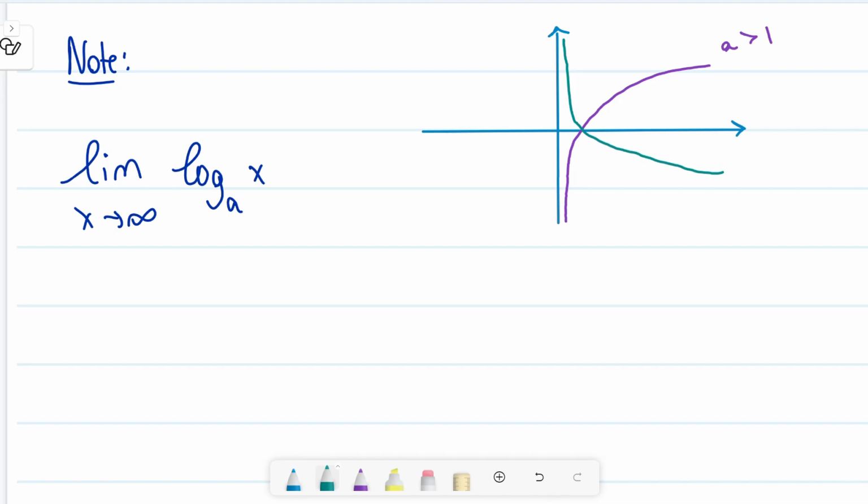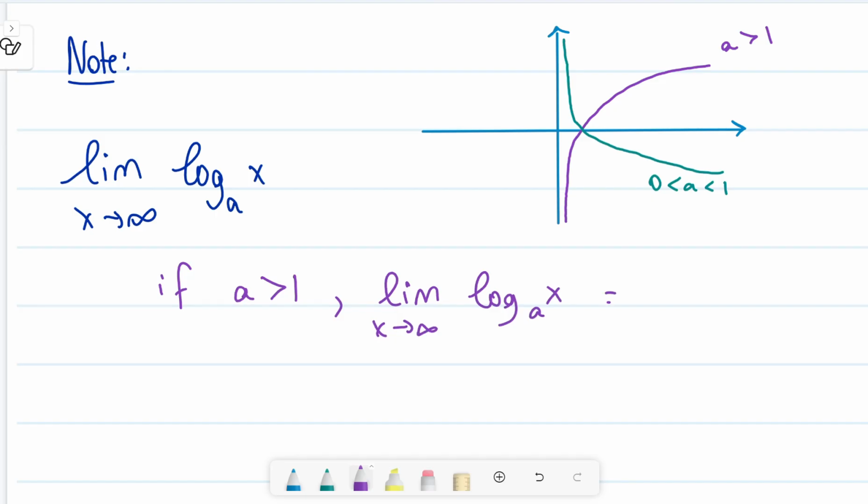And the graph looks a bit like this when 0 is less than a less than 1. Of course, these are just rough sketches. Now, as you might notice, as we approach infinity, so let's say when a is greater than 1, as I approach infinity and I keep on going, the value of log base a of x will also keep on growing and growing. Therefore, we can say that if a is greater than 1, the limit of log base a of x as x approaches infinity is in fact infinity.